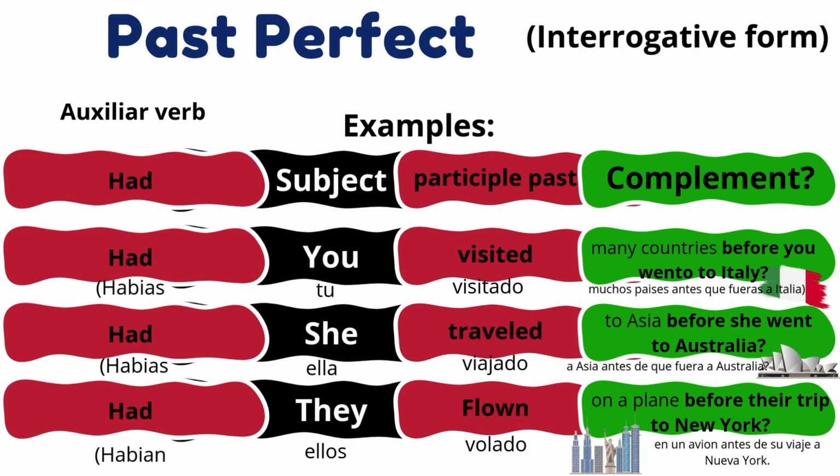It's important to mention these questions. You would answer: yes, I had; no, I hadn't; yes, you had; no, you hadn't; yes, she had; or no, she hadn't; or yes, they had; or no, they hadn't, or they had not. Both are correct, in contracted form or not.